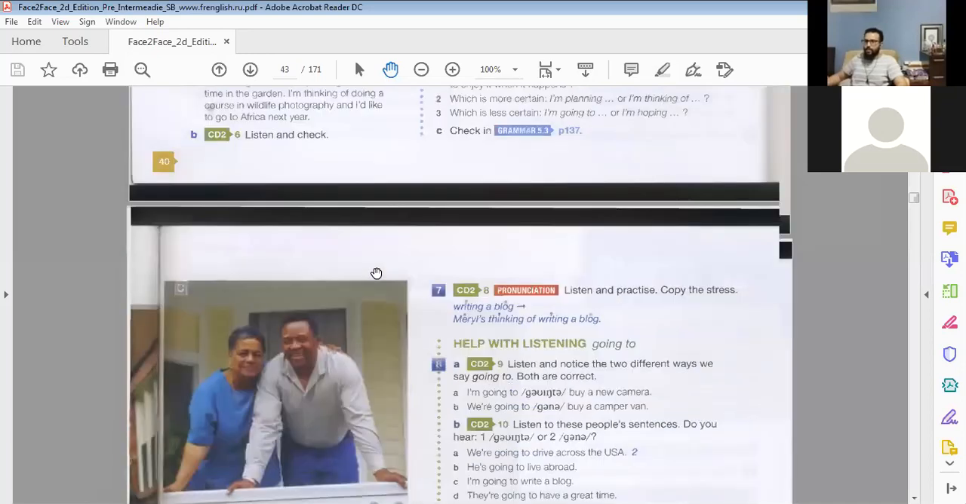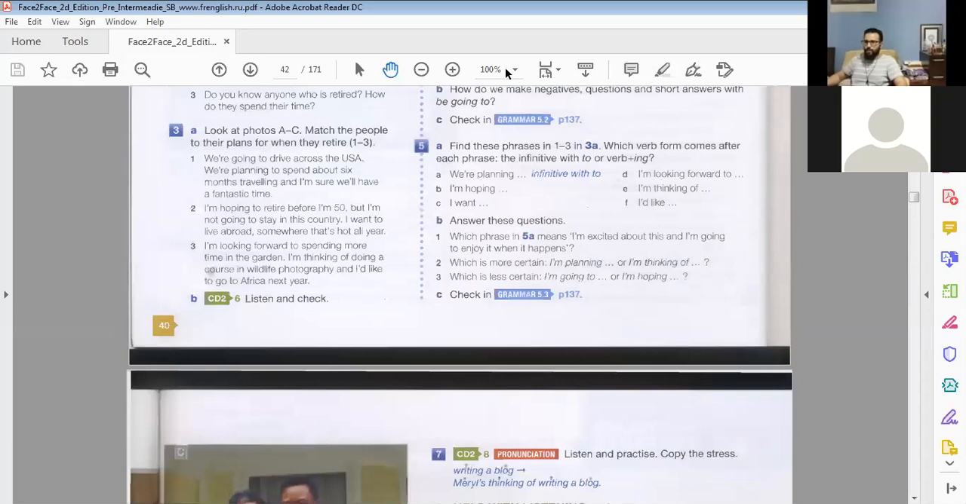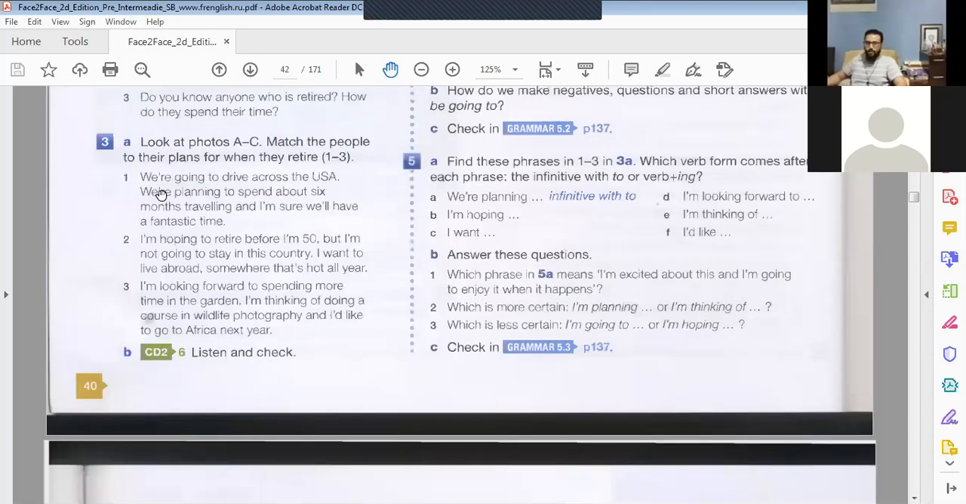Okay, so now let's try to match this. Let's try to match 1, 2, 3 here. Let's match the plans. Can you see 1, 2, 3? So can you read this, please? In exercise 3A, let's read the 3 retirement plans, okay? You can read number 1.